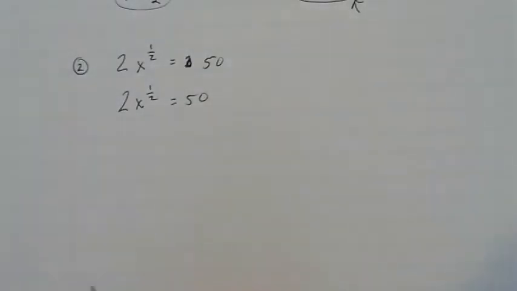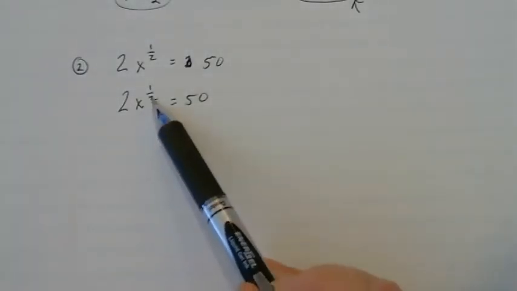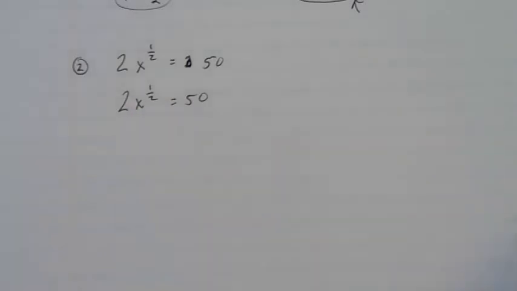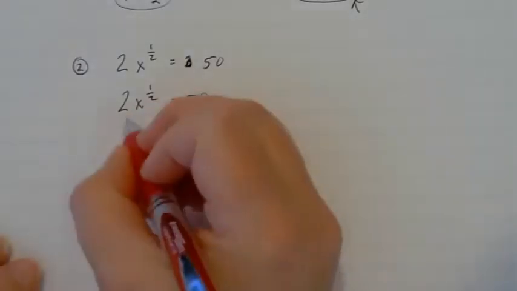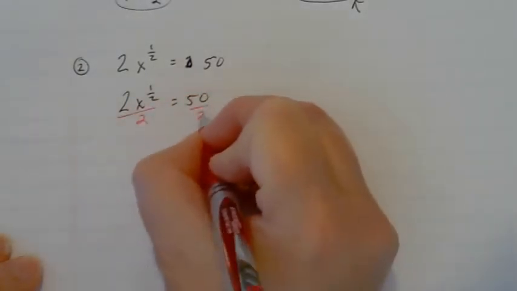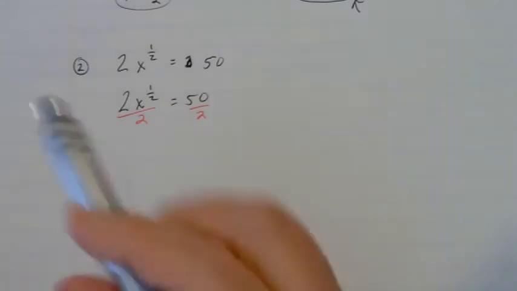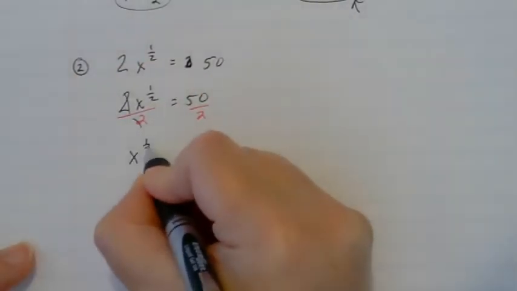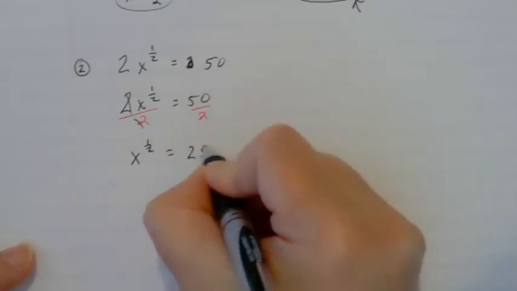Notice this would be the same thing as the square root. So I would find the square root of x and multiply by 2. So the first thing I want to do is get rid of the 2 by dividing both sides by 2. When that happens, these cancel, and I get x to the 1/2 equals 25.